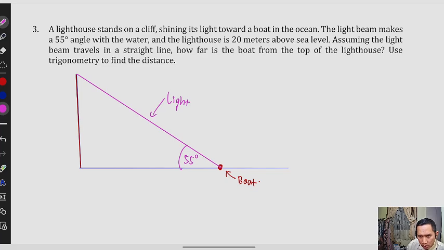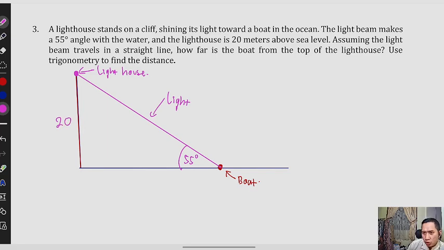Again, the lighthouse is 20 meters above the sea level. Oh, this one's the lighthouse here. This is the lighthouse. It's about 20 meters above the sea level. Oh, it stands on the cliff. So this is the cliff, yeah, everyone. So the cliff is 20 meters, and the lighthouse there is 20 meters above. So this is 20 meters then.